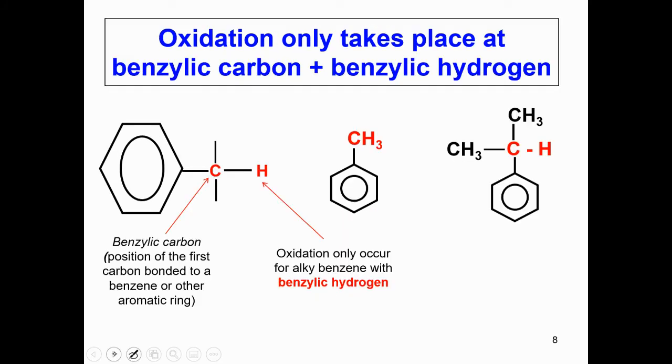Which one can undergo oxidation? We have to know the meaning of benzylic carbon first. Benzylic carbon is the position of the first carbon bonded to a benzene. You can see this is the first carbon bonded to the benzene. So we call this the benzylic carbon. Then the hydrogen attached to this carbon, we call benzylic hydrogen.